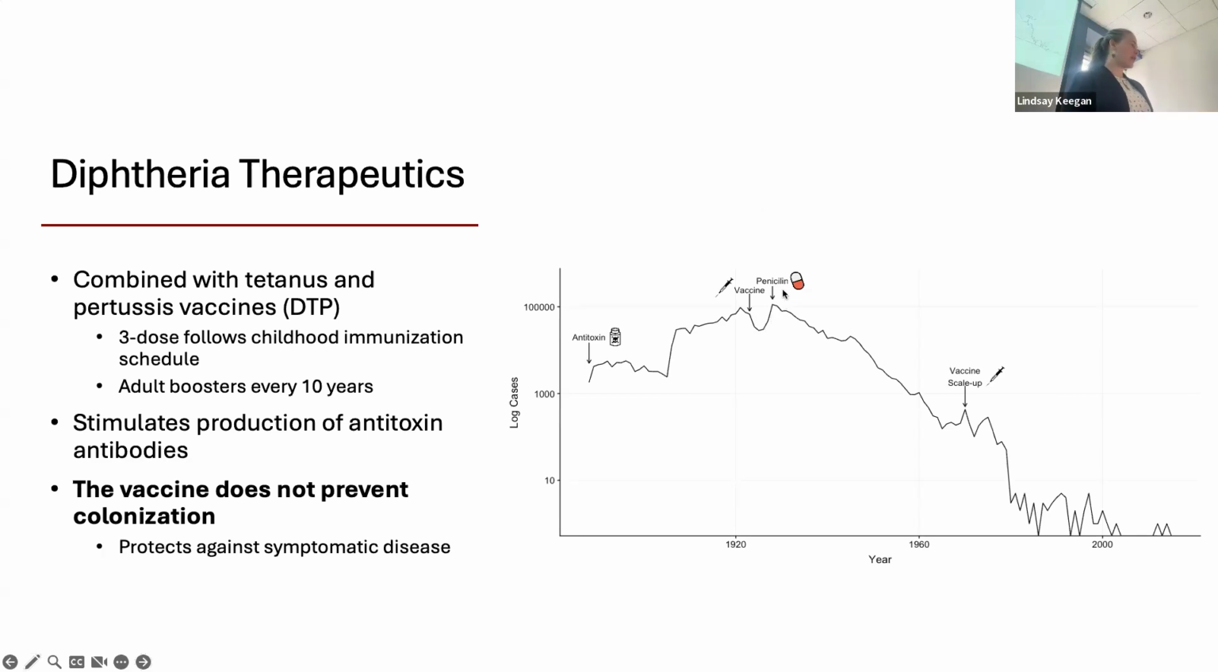The other therapeutics include penicillin, so for treatment, antibiotics basically. And you can see this is diphtheria cases in the US, and there was a major drop off after the scale up of the DTP3 vaccine in the 1970s. So it's incredibly effective at preventing transmission or preventing symptomatic disease.